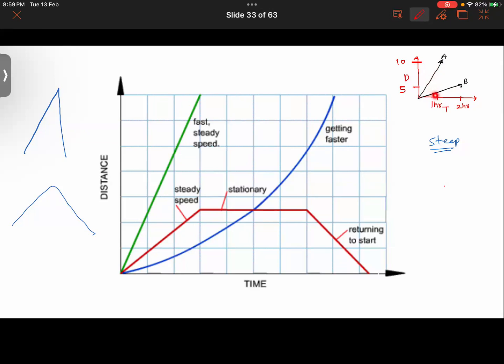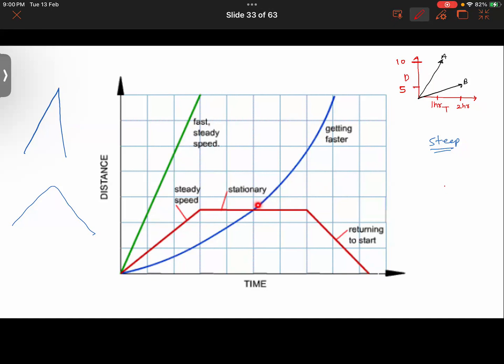Yes, sir. So if you have a very steep line, it means the vehicle has more speed, right? And this one also shows that the body is doing a uniform motion. This much part of the red line here. It is doing a steady speed and a uniform motion. Now, this part of the line shows that the body is at a state of rest.